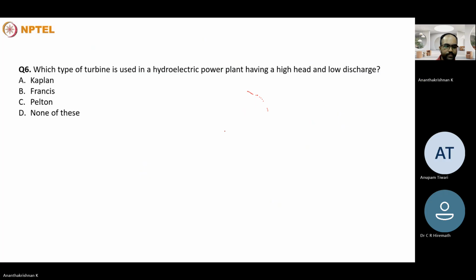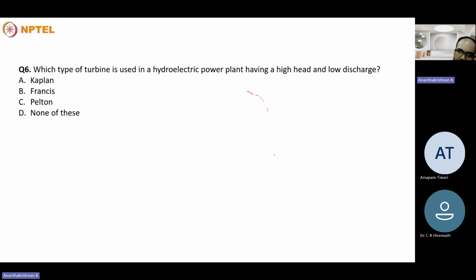So look into the sixth problem. It's a numerical, a multiple choice question for identifying the type of turbine used in a hydroelectric power plant. Which type of turbine is used in a hydroelectric power plant having a high head and a lower discharge? Kaplan, Francis, Pelton, none of these.